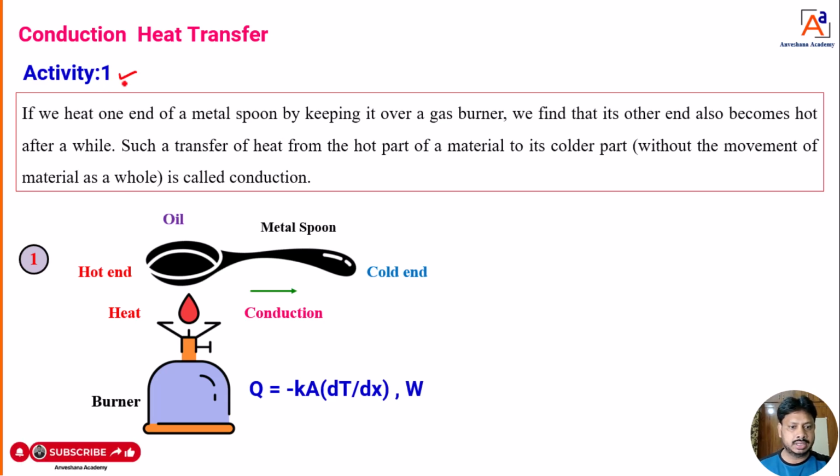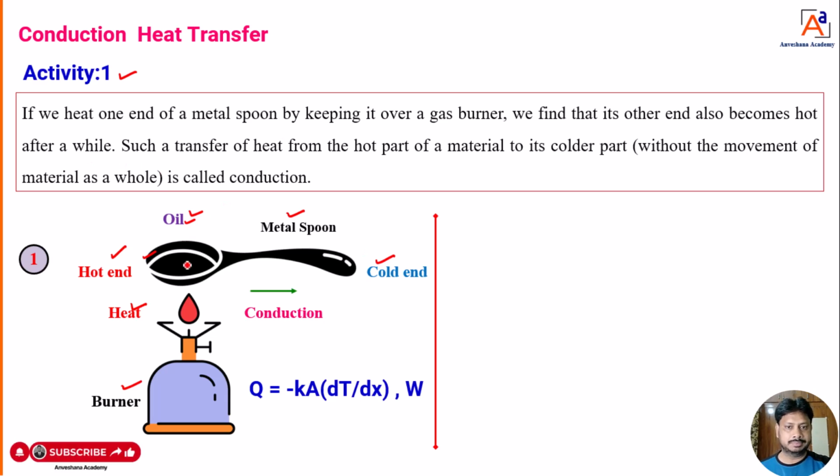For the first activity, I will take a burner, which is my heat source. Then I will take a metal spoon with a small quantity of oil in it. With the help of this burner I am going to heat the oil through the metal spoon. This becomes the high temperature region, or hot end. The other side of the metal spoon I can call the cold end, dear students.